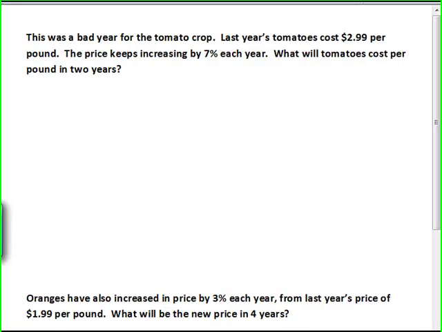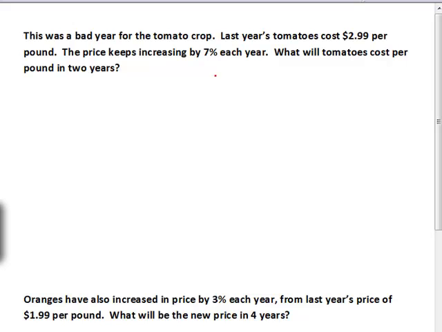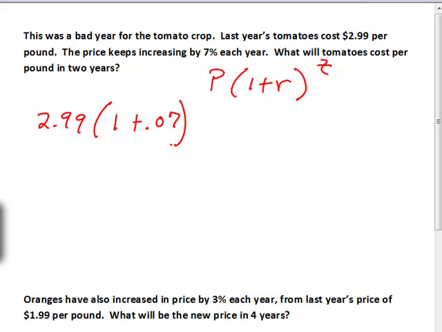This problem here, you're going to use your standard formula. You've got principal, you've got 1 plus r, which is your rate, and then t is your time. All you're going to do now is plug it in and solve the problem. So your principal, the tomatoes originally cost $2.99, then you've got 1 plus your rate. Your rate is 7%, write it as a decimal, 0.07, and then your time. They're asking, what will the tomatoes cost in 2 years?